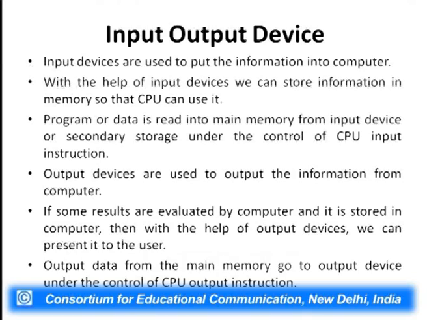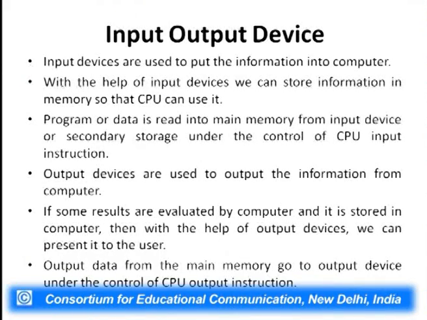Program or data is read into the main memory using the input devices or the secondary storage under the control of CPU input instructions. Now, as I mentioned earlier, the memory can be secondary or primary memory. So, based upon which memory is being addressed, the CPU is either going to fetch from the main memory or it is going to fetch from the secondary memory that has been inserted into the system.